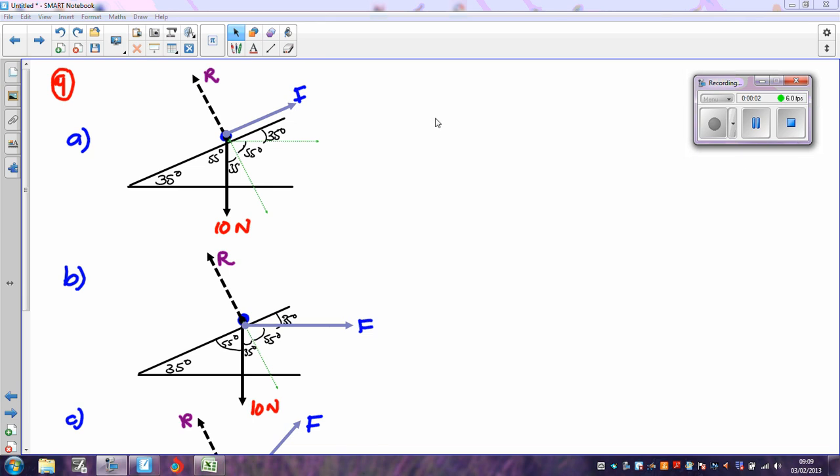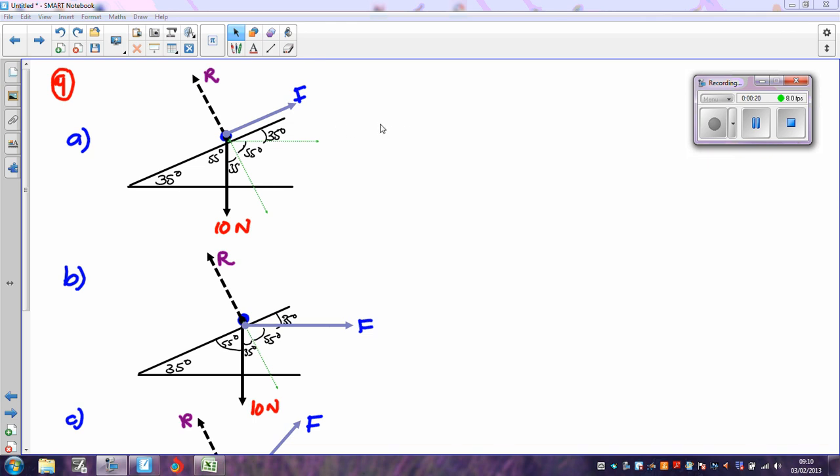Okay, for each part of this question, we're told that we have a 10 Newton particle placed on a smooth plane, and the smooth plane is inclined at 35 degrees to the horizontal. And in each case, there is a force which is keeping the particle in equilibrium, and we're going to look at three different ways in which that force could be acting.